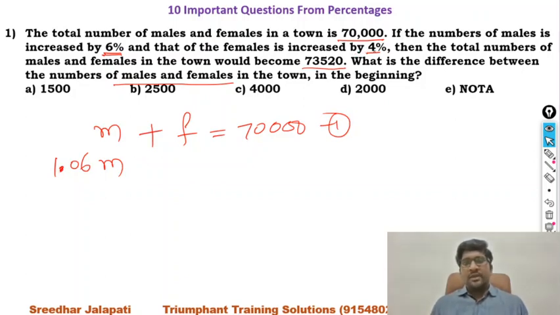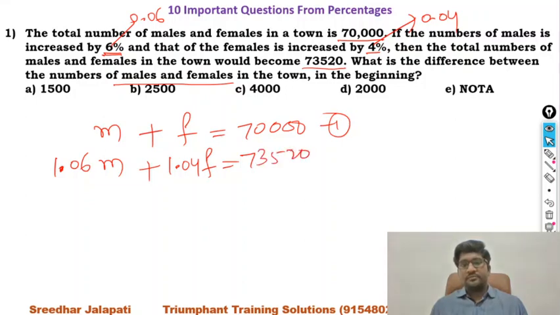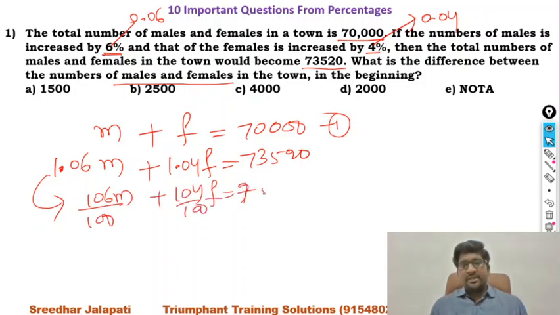And F also increased by 4%, so the final value is 1.04 F, because 4% is 0.04, whereas 6% is 0.06 in terms of fractions. And this is given as 73,520. Now since the second one involves fractions, I am trying to simplify this. I can write this as 106 by 100, and this as 104 by 100, which is equal to 73,520. I can still simplify this further. 106 is 2 times 53, and 104 is 2 times 52.